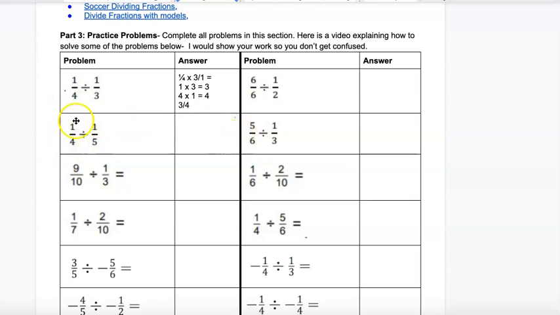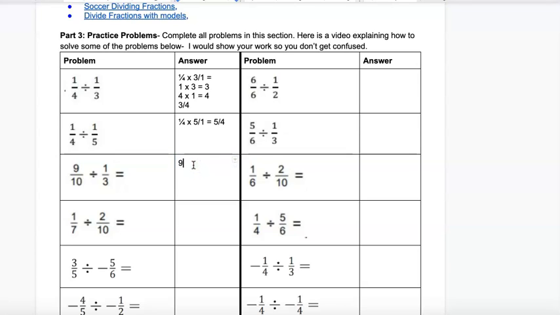I'm going to keep going: keep, change, flip. I'm going to rewrite this problem as 1/4. We keep it the same. We change the sign from division to multiplication, and then we flip 1/5 to 5/1, and then that is 5/4. 1 times 5 is 5, 4 times 1 is 4.